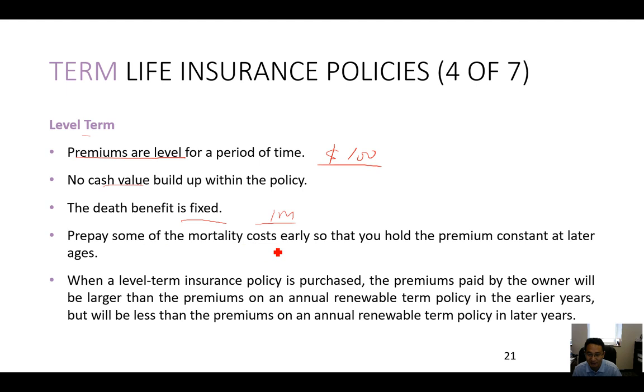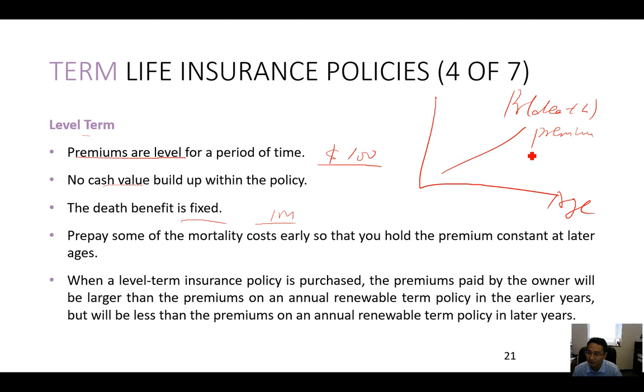Prepay some of the mortality costs early. Only reason why. So this is age, right? When you age, your probability of death goes up, right? Your true premium should go up like this, right? The only reason why they give you a level is because you prepaid some here, so that you pay less in the future. That's why it's leveled. There's no way they lose money. Okay, you need to pay more than what you truly need to pay.